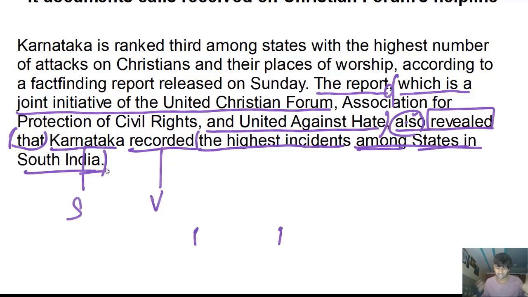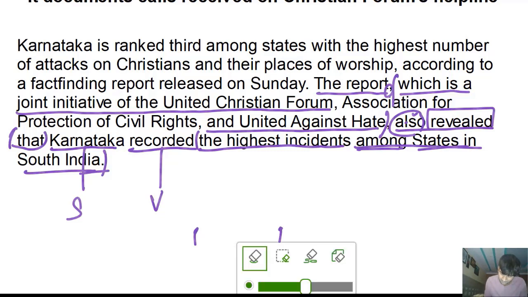All right. So the report, which is a joint initiative of the United Christian Forum, which is basically an association for protection of civil rights and united against hate, the report also revealed, right? We just gave information about report till now. All right. Now we're saying it also revealed that, only Karnataka. We don't use the before proper nouns. Karnataka recorded the highest incidence among states in South India, right? In South India, amongst all the states in South India, it recorded the highest incidence. This is what the report also showed, revealed.